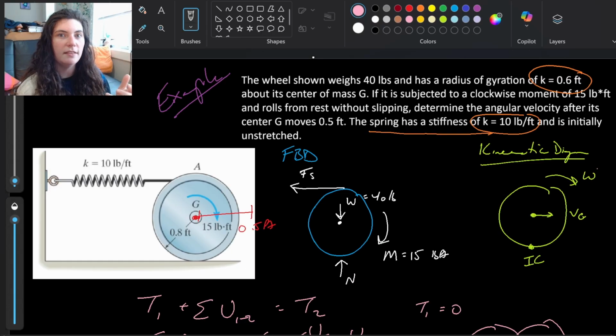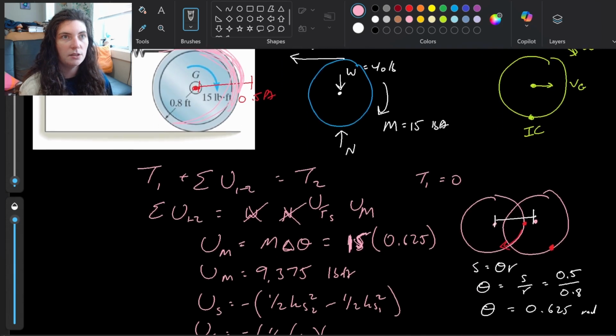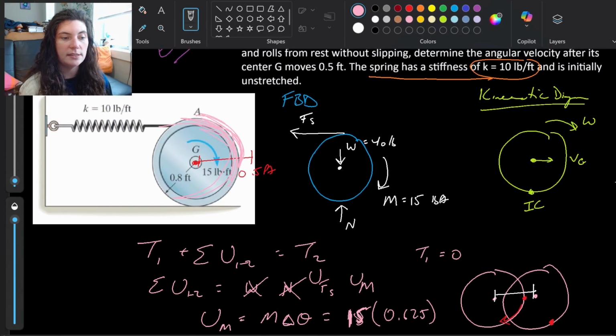Not really, right? That cable has wrapped around the wheel here. This cable that's attached up here at A has wrapped around as this thing goes around and caused more stretching in the spring than just the 0.5 feet that it's undergoing. It takes into account the fact that we've gone through an angle here, that 0.625 radians. So this is actually a case where our IC could come in handy.